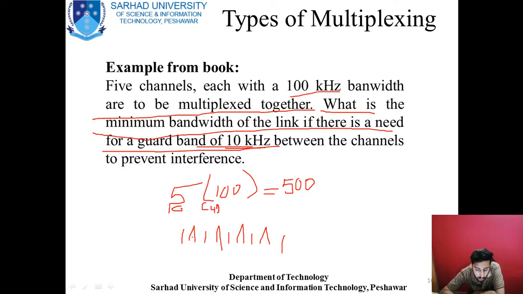So the total bandwidth that you will be needing for the link will be 500 plus 40. 4 times 10 is 40. So the total bandwidth of the link should be approximately, or at least, 540.